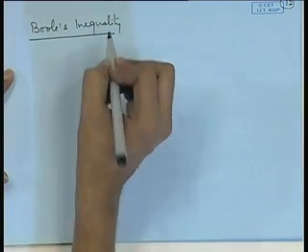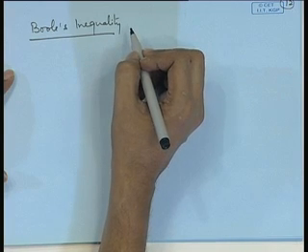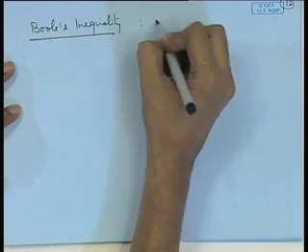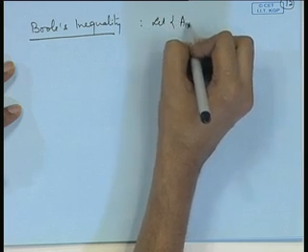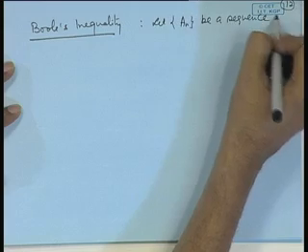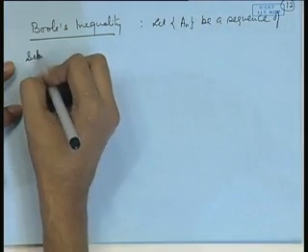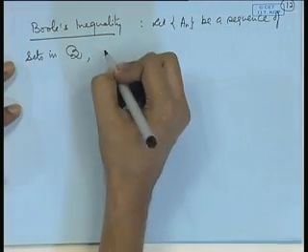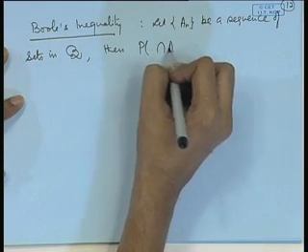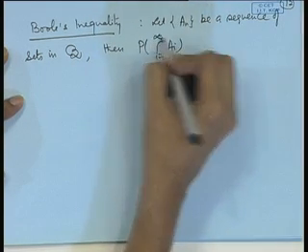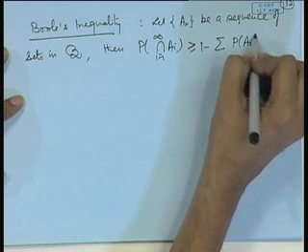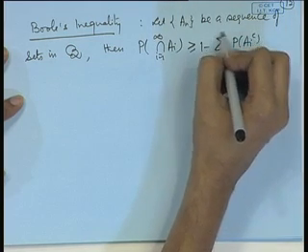Boole's inequality gives a relation for the intersection. Likewise, for example, if A_n is any sequence of sets in B, then the probability of the intersection over i from 1 to infinity is greater than or equal to 1 minus the sum of the probabilities of A_i complement, i from 1 to infinity.